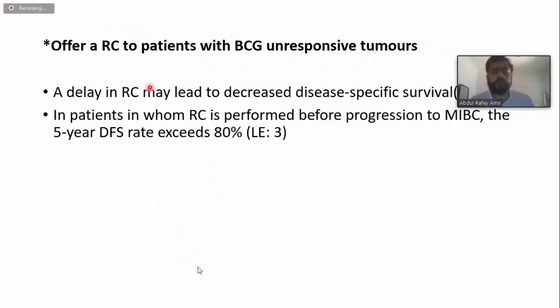We can offer radical cystectomy for BCG non-responsive tumors. A delay might lead to worse disease-specific survival. In patients in whom radical cystectomy is performed before progression to muscle invasion, the 5-year survival exceeds 80%.